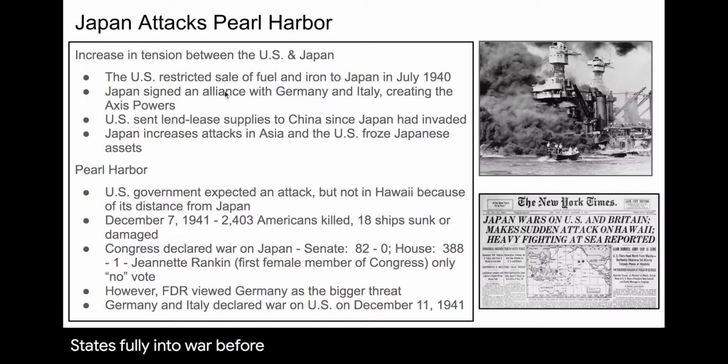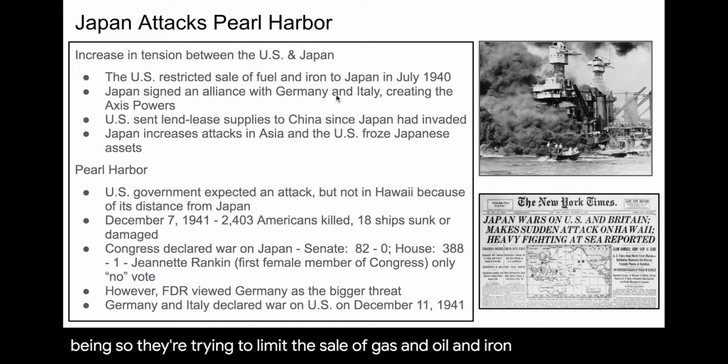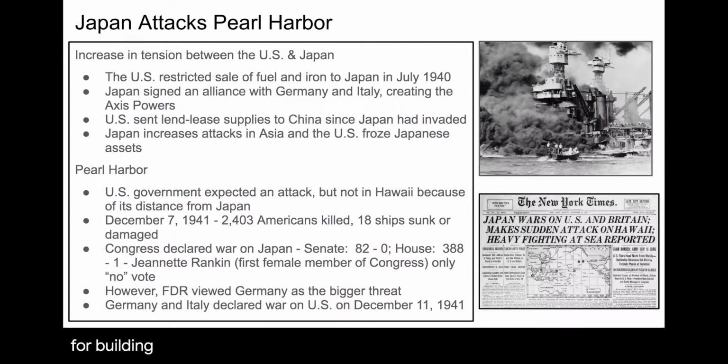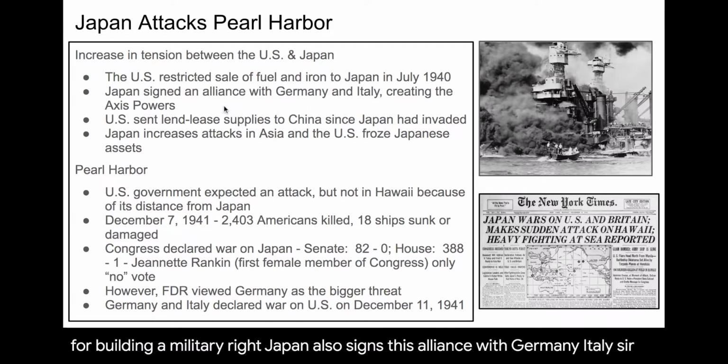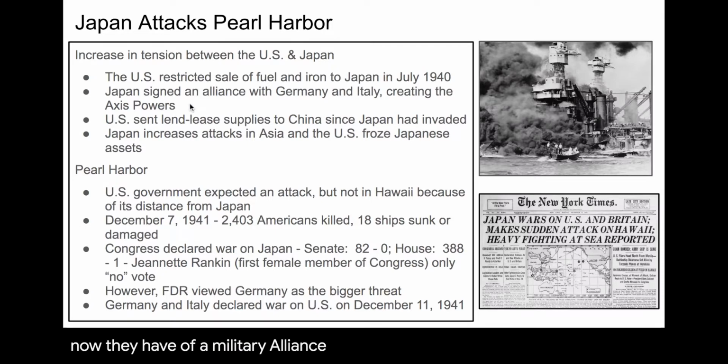Before Pearl Harbor happened, so in 1940, the U.S. is starting to restrict the sale of goods to Japan because they see how aggressive they're being. So they're trying to limit the sale of gas and oil and iron, important things for building a military, right? Japan also signs this alliance with Germany and Italy. So now they have a military alliance. So, like, if one is attacked, then they all kind of will be joining together.